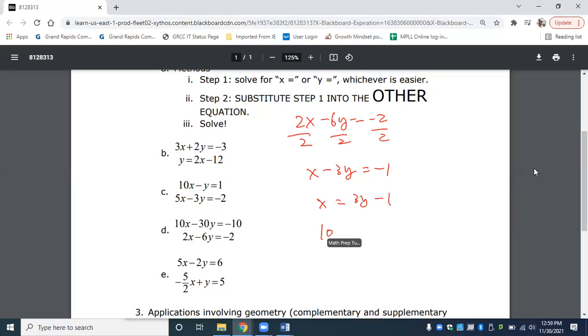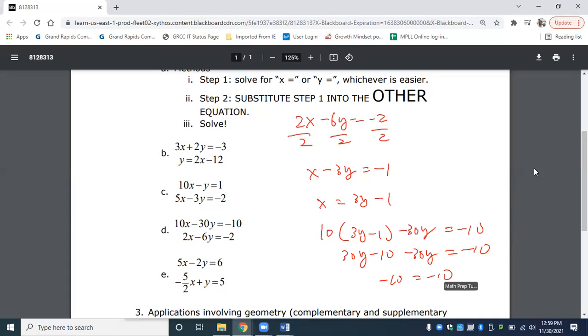I have 10 times 3y minus 1 minus 30y equal negative 10. So this is 30y minus 10 minus 30y equal negative 10. So that means I have negative 10 equal negative 10. This is infinitely many solutions. I'm going to go back and double check to see what I made wrong, but for now, part D actually is infinitely many solutions because we have a true statement. Okay, all right.